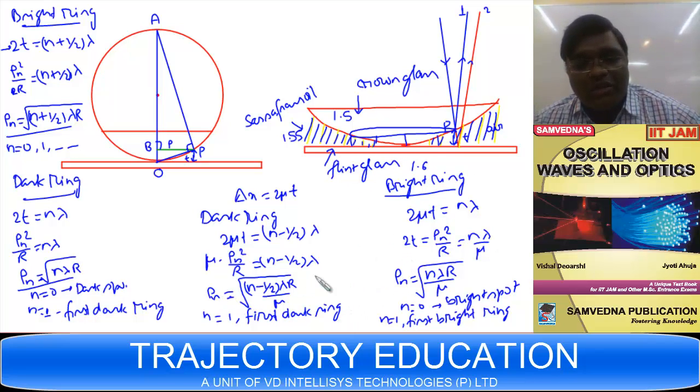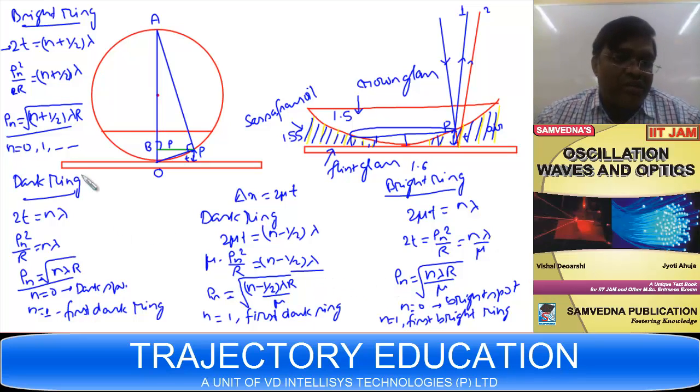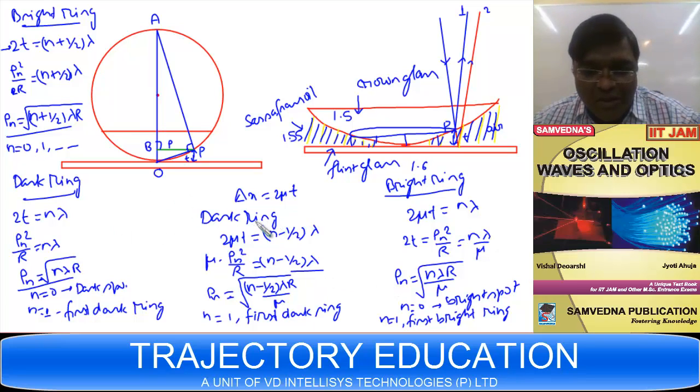So the formulas for the bright ring and dark ring get interchanged over here. That's the difference when you fill it with sassafras oil. And this is a very important case. Please keep it in mind, very important.